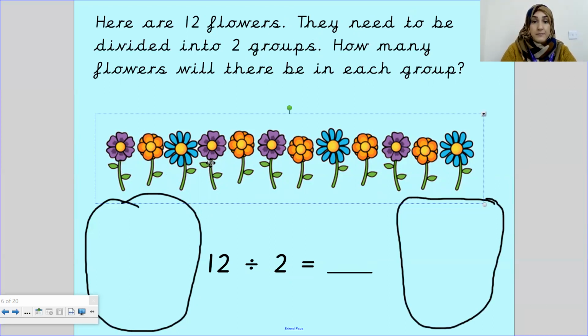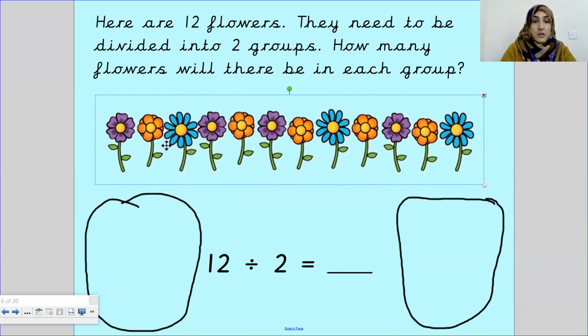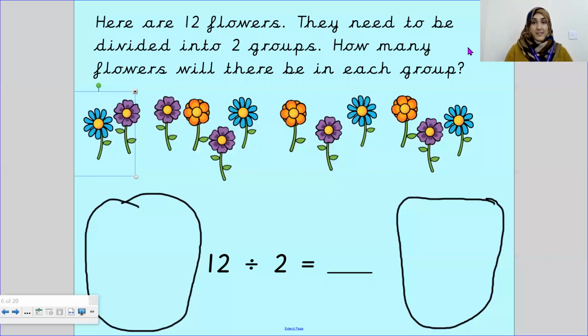So are you ready? Oh, hang on a minute, Morris. One second. Okay, Morris, sorry about that. The flowers weren't moving.